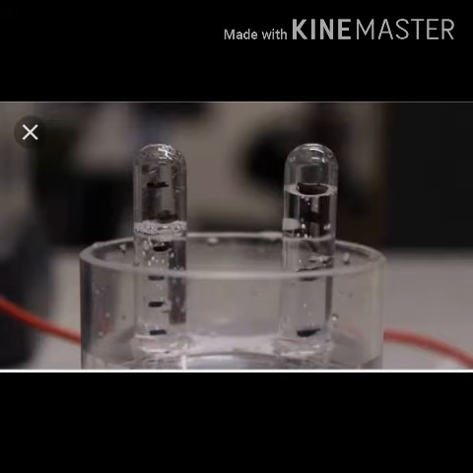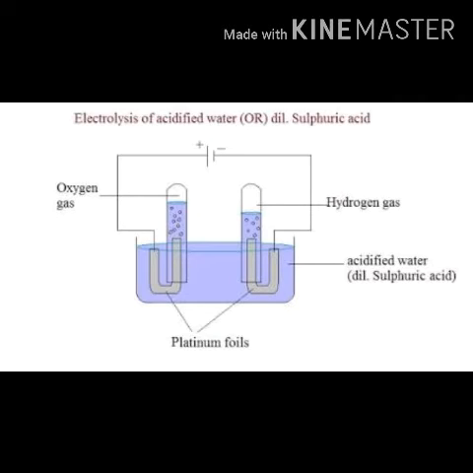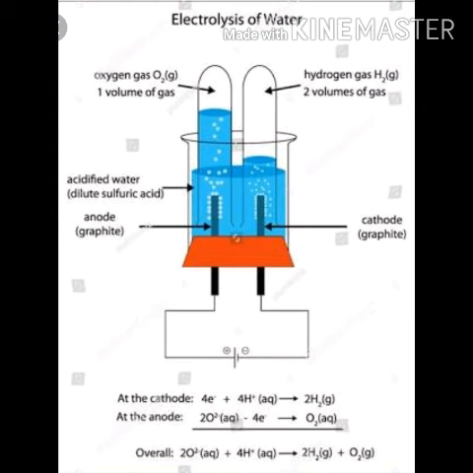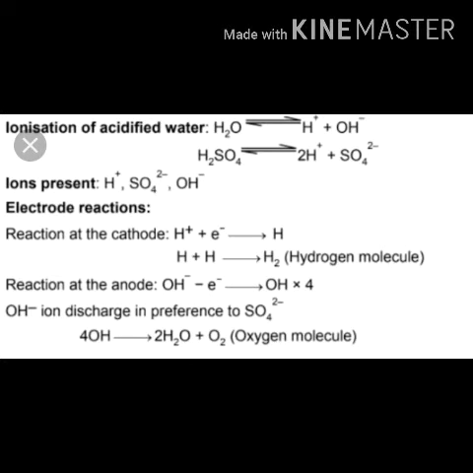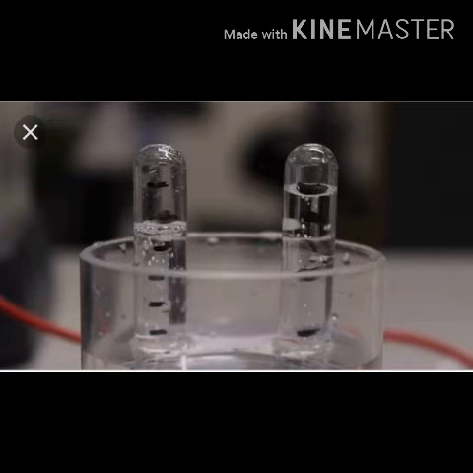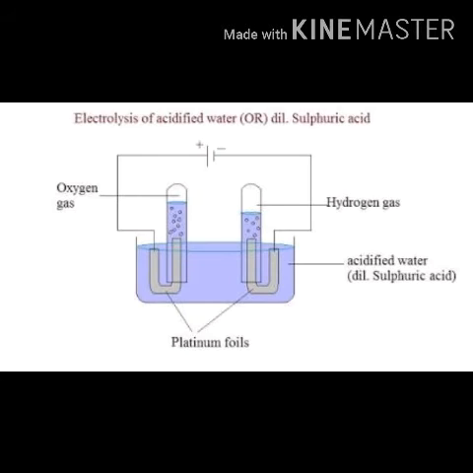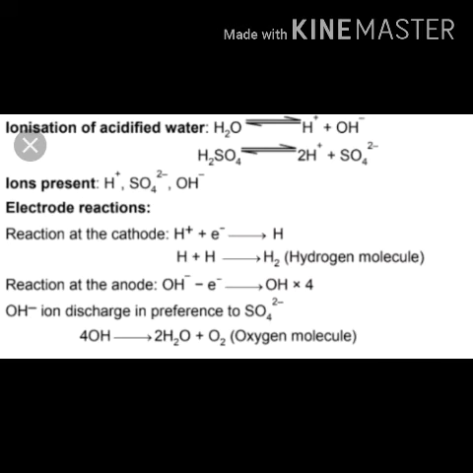In case of reaction at anode, OH minus releases one electron to form OH, then 4OH forms 2H2O plus O2. Oxygen gas is evolved at the anode. Overall result: 2H2O changes into 2H2 at the cathode and O2 at the anode. The volume of H2 gas liberated at the cathode is twice the volume of oxygen gas liberated at the anode in this process. Now move on to another question.